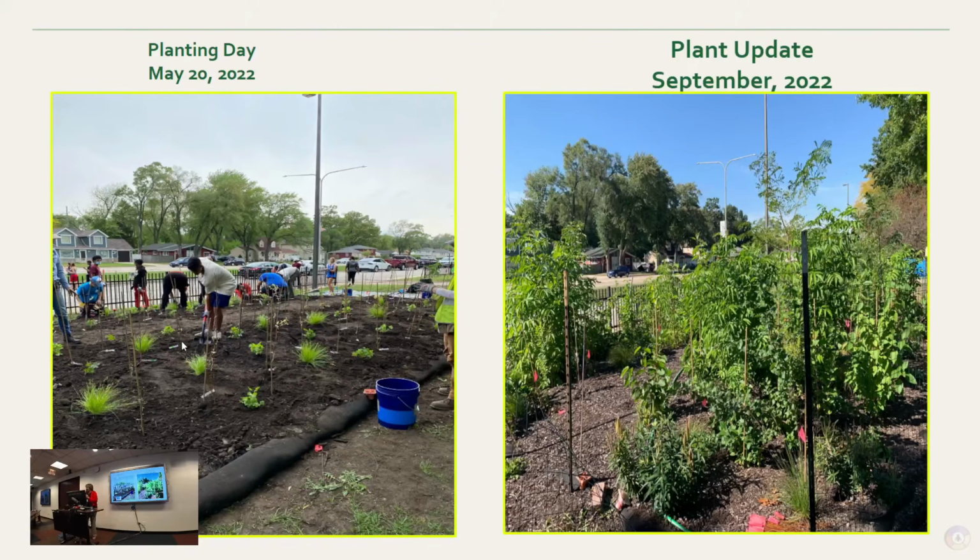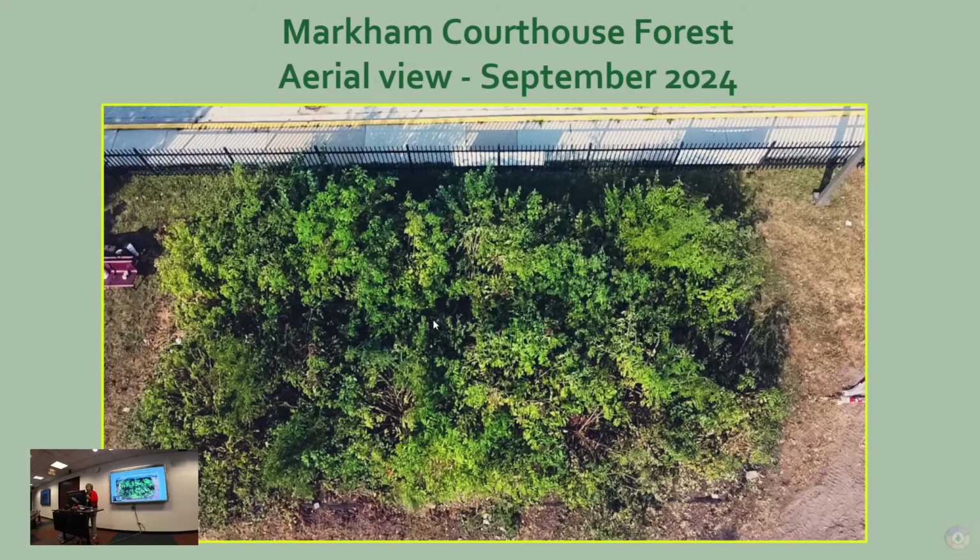This is how small the plants are when we plant them. They're tiny. A toddler can help plant this. And this is at 4 months later. Look how much it's grown because the soil is so well prepped for the plants. They soak it up. So this is September 2024.